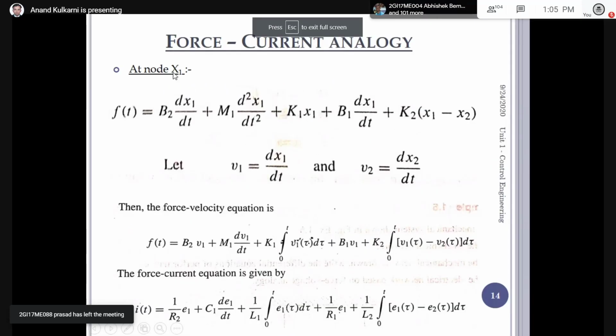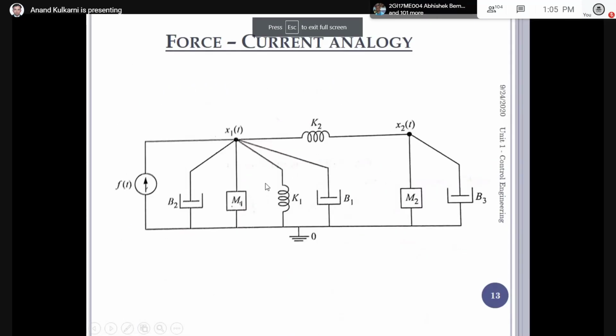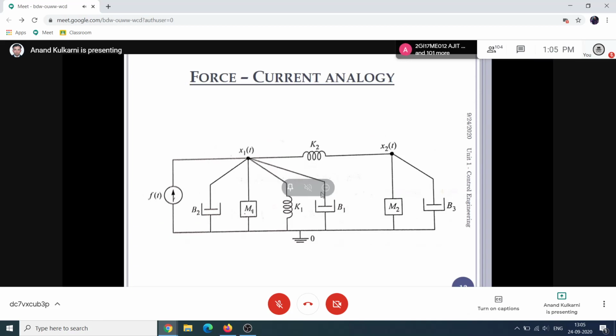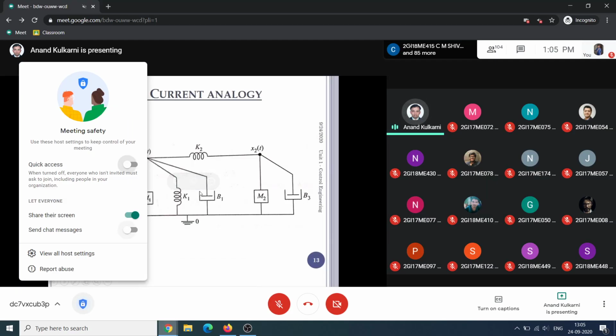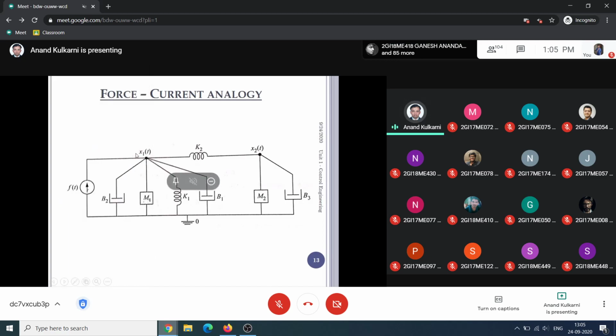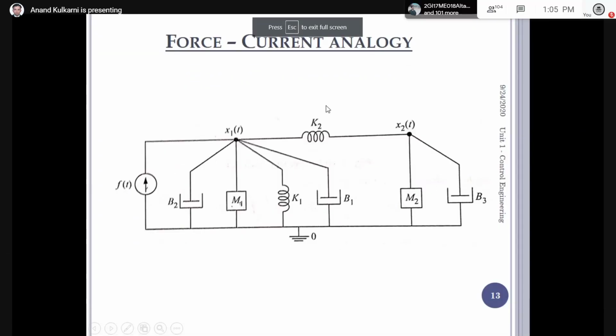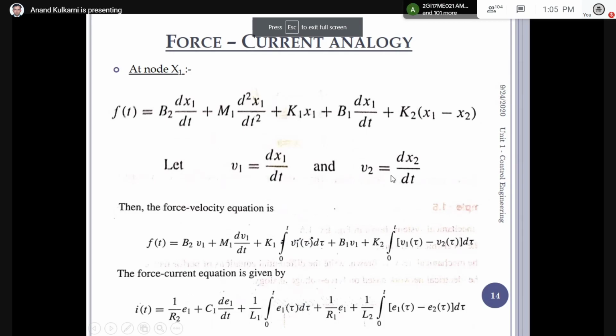So we write the mechanical system equation. Just observe here: f of t is equal to m1 into d square x1 by dt square plus b1 into dx1 by dt plus b2 into dx1 by dt plus k1 x1 plus k2 into x1 minus x2. That is written here. So here they have written it like this.